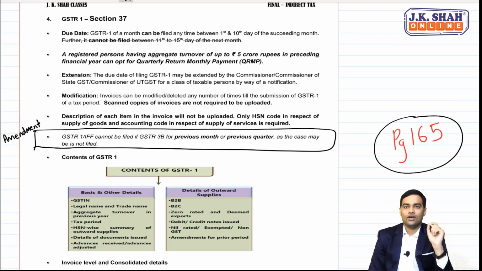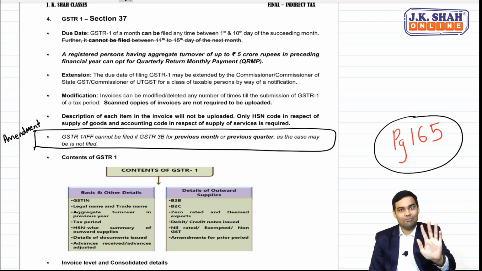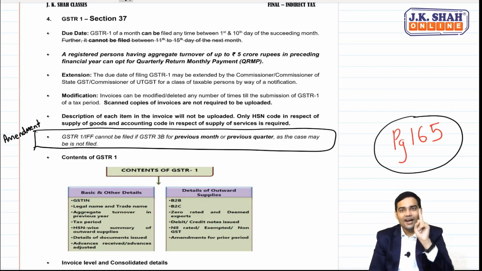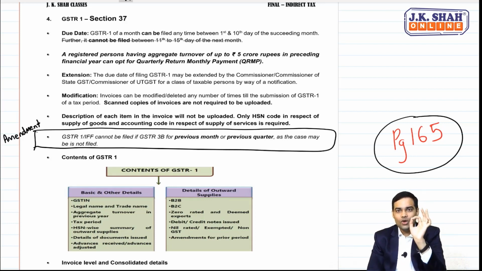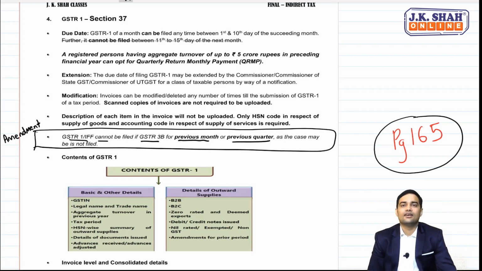If you have not filed your 3B, then government has not got taxes. Correct, sir, because government gets taxes through GSTR 3B. Lot of people were filing GSTR 1, reporting supplies, but not filing 3B and not paying taxes. Government provided that if you have not filed 3B for previous month or quarter, then you cannot file GSTR 1. Sir, this was there earlier also.